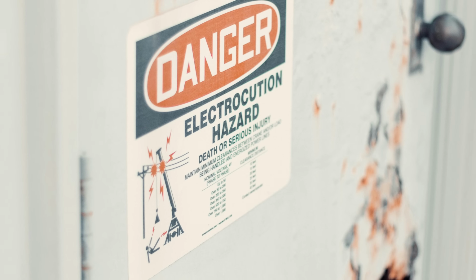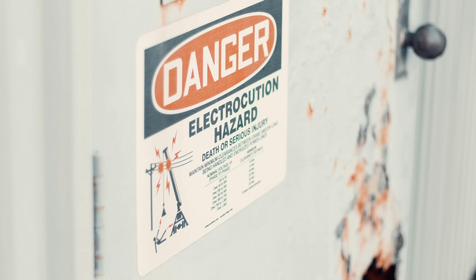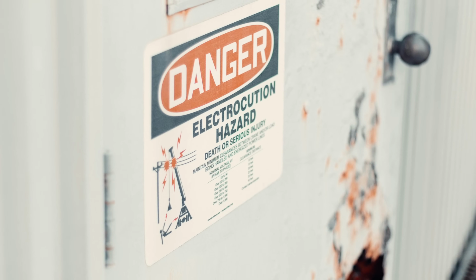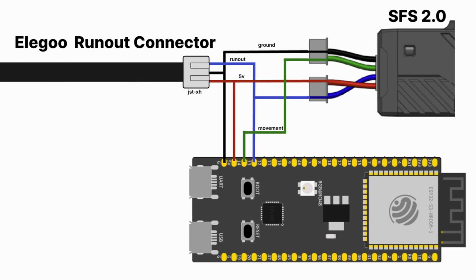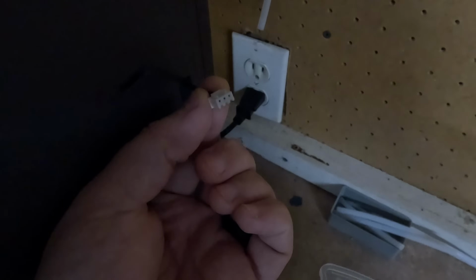But here's my disclaimer. If you hook your own wires up to the Elegoo, you may be voiding your warranty, and if you're not comfortable with wiring, you may create a dangerous short circuit or something, so do this at your own risk. The Carbon supplies 5 volts and ground through the runout sensor wire, which we can use to power both the ESP32 and the BigTreeTech SFS 2.0. That's this wire here. But make sure to measure with your multimeter.